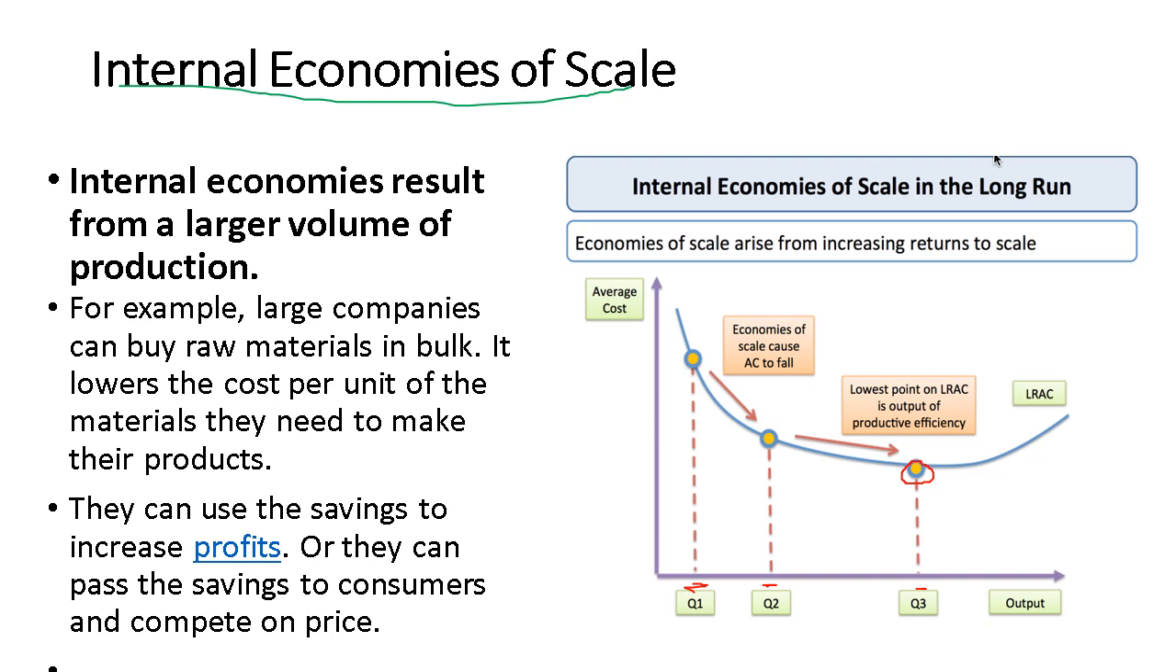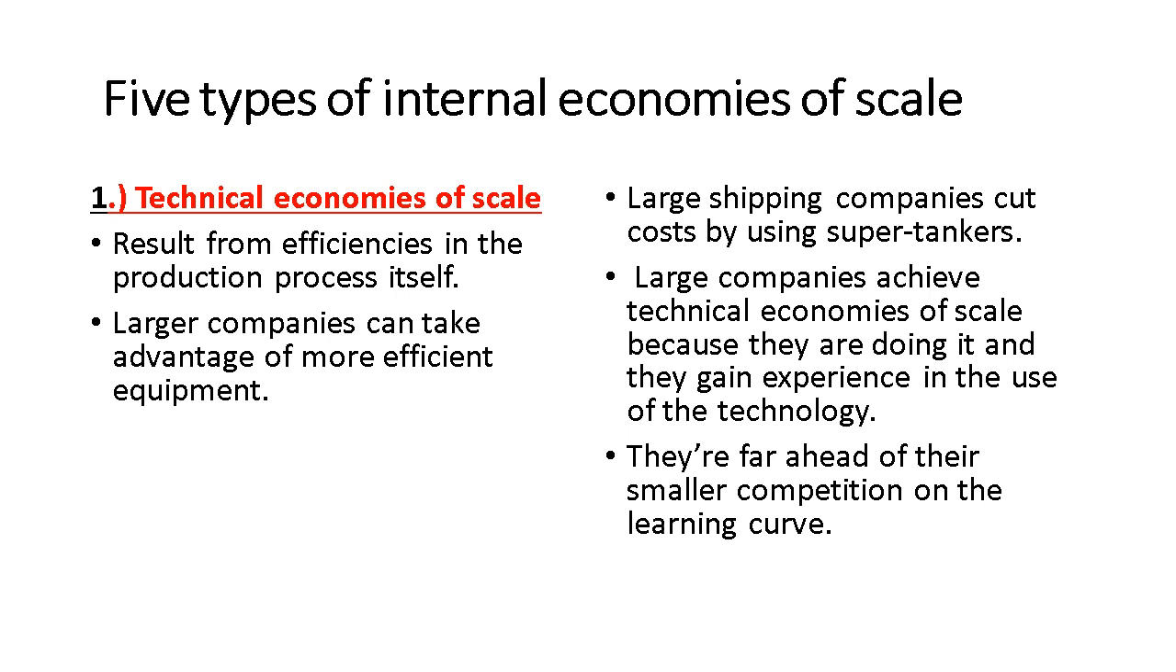Let us proceed. Let us now discuss the 5 types of internal economies of scale. The first one is technical economies of scale. This is a result of efficiencies, meaning you create more outputs with less inputs. So that is efficiency or productivity, output over input. This technical economies of scale is intrinsic to the firm or company.